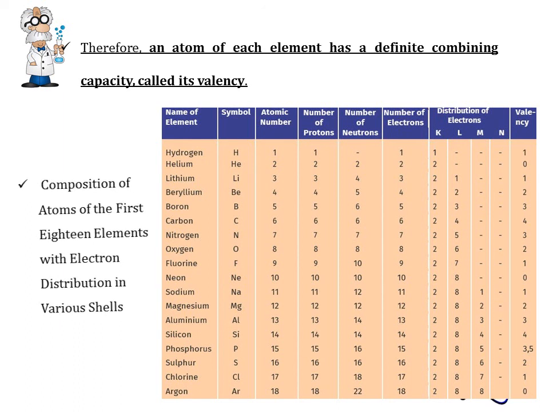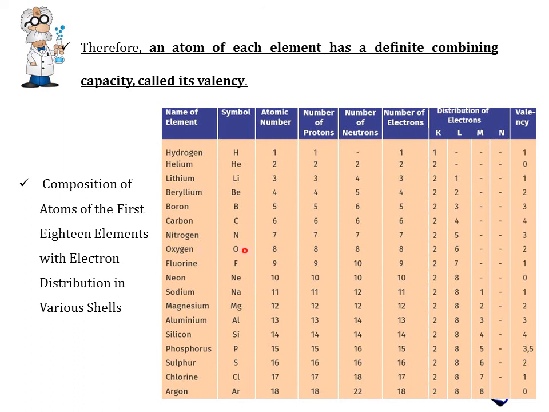Now the composition of atoms of the first 18 elements with the distribution of electrons in each shell is provided here. Let's take the case of helium. Helium has 2 electrons, so first they are distributed in the K shell. The shell is filled, hence the valency is 0. Now let's take the case of carbon. The atomic number is 6. It has 6 electrons, and they are distributed first in the K shell. K has 2 electrons. Then after the K shell is filled, it moves on to the next shell, which is L. It has 4 electrons, so the valency would be 4.